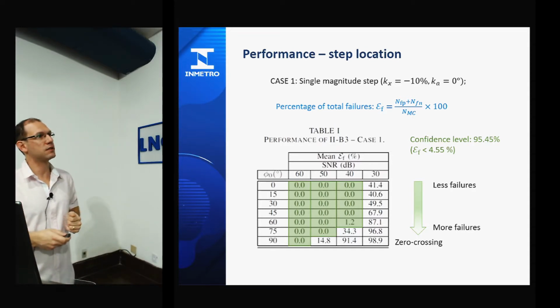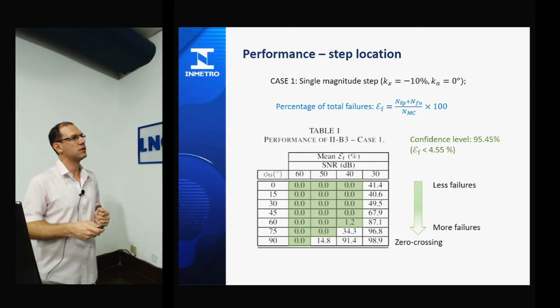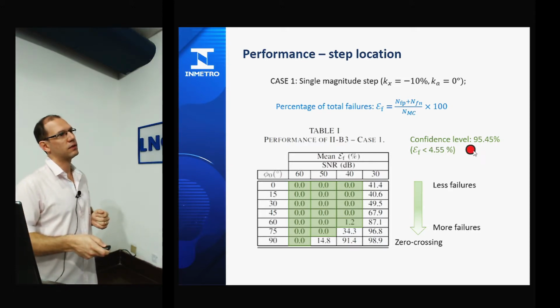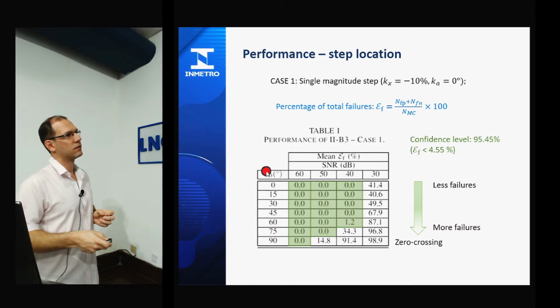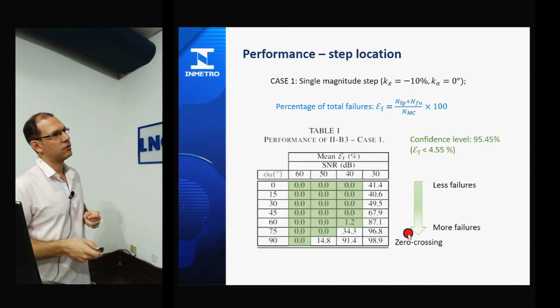So for the first case, remember it's a single magnitude step, we get the percentage of total failures. Consider a confidence level of 95.45. We see that for the magnitude step, when we get near the zero crossing, we have more failures. And when we have more noise, we also have more failures.